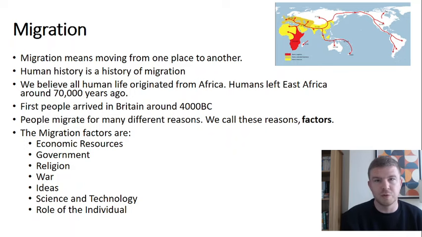So those are economic resources, money, government, who's in charge, who are the leaders of a place, religion, war, and ideas. Maybe ideas as we'll see in later units like social Darwinism, or ideas like the Renaissance might be a reason why people left, or even as we'll see in today's unit, the idea of revenge might be a reason why people migrated. Then science and technology, and the role of the individual, when there is a certain person at some point in history who through their force of will and their decisions has caused people to have to move from place to place.